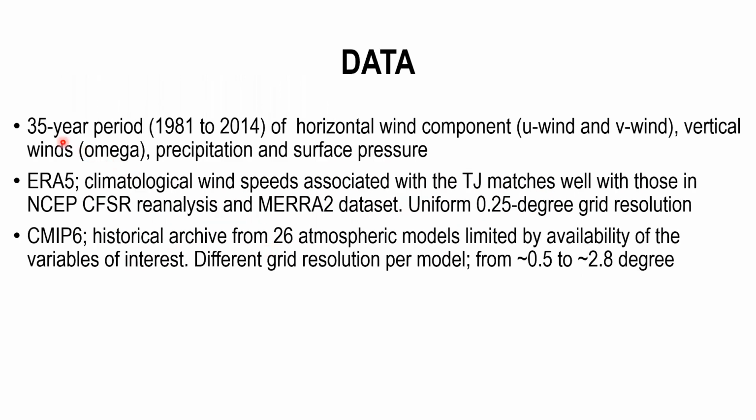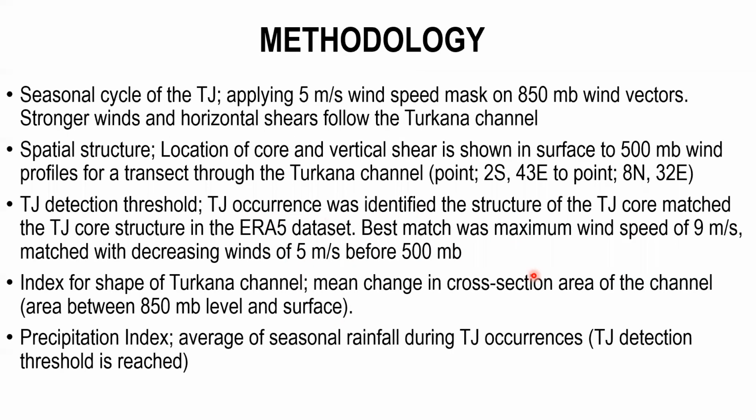We are doing climatological analysis between this period on wind speed, omega and precipitation, as well as surface pressure, from ERA5 and CMIP6, focusing on 26 models which have the variables which we need for this analysis. We'll do the analysis on the native grid for the models just to preserve the regional information.